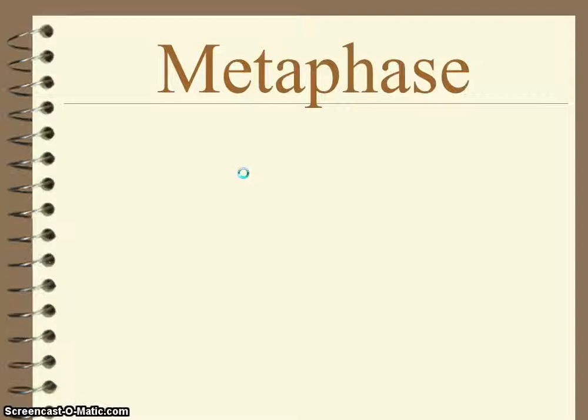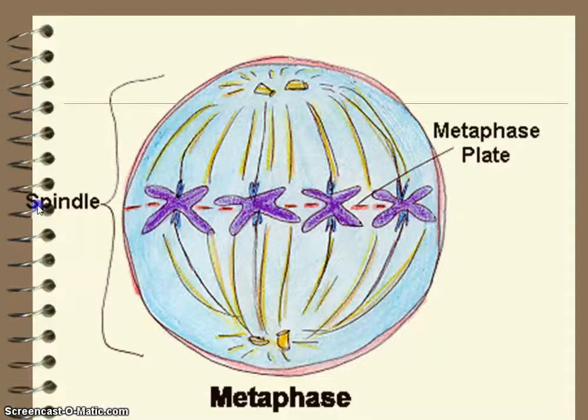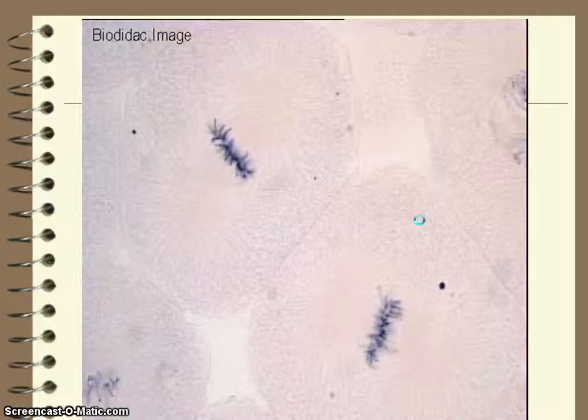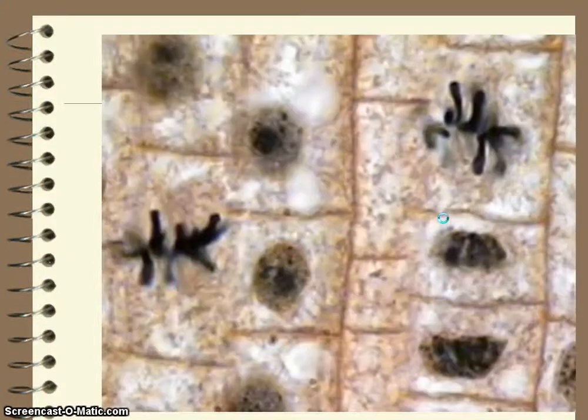Okay, after prophase comes metaphase. Think of M for middle because the chromosomes need to move to the middle of the cell. And they do move by a molecule of kinesin that kind of helps them get there. Okay, and you can see that they are lined up in the middle. So metaphase, the chromosomes move to the middle of the cell. And here's the plant cell, they have moved to the middle.